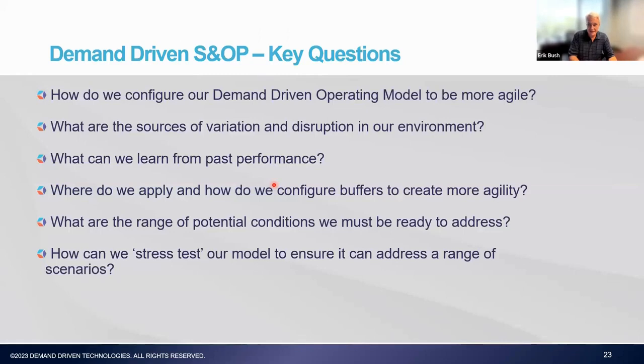So it's going to ask different questions now. How do we configure our operating model to become more agile? We'll talk about that in the next few charts. Where are there sources of variation and disruption in our environment that are going to cause challenges? When we're planning to a consensus demand plan, we're really kind of maybe not emphasizing enough the variation and disruptions that may occur in our environment and giving ourselves more resilience to deal with those.